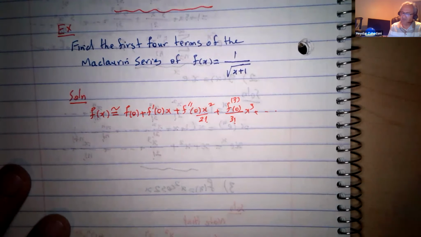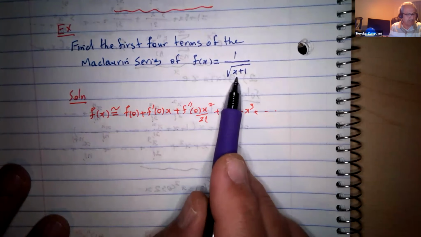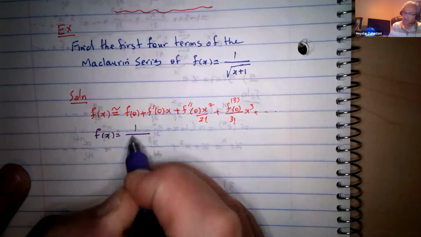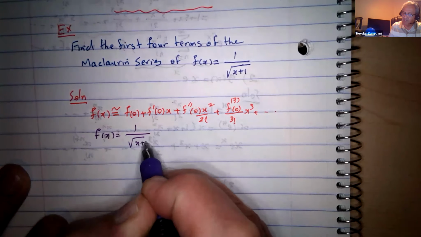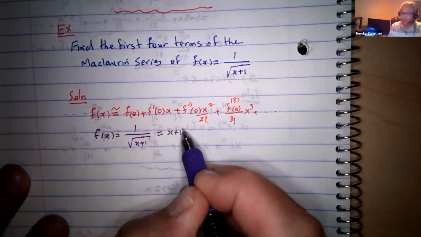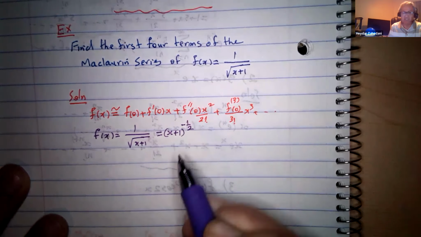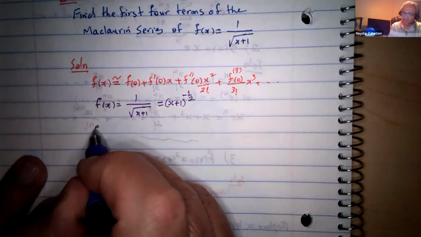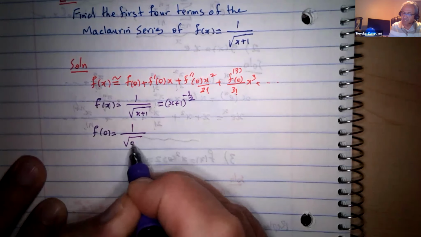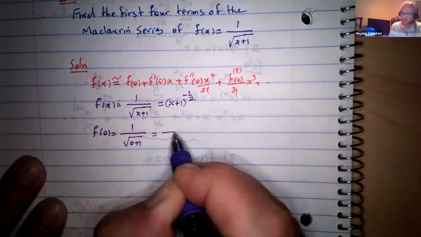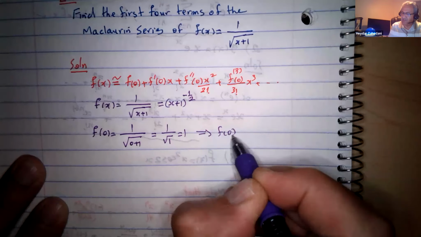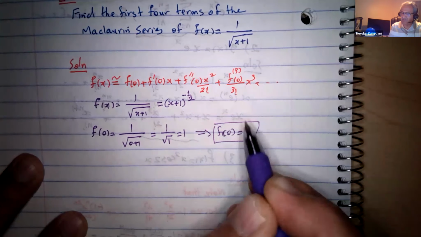So you find f of 0 first. This is my f of x, I write it down here again: 1 over radical x plus 1. If you want to differentiate it, you have to move it up. That's going to be x plus 1 to the negative half. So make it ready. If you want to find f of 0, that's easy. You substitute 0, so 1 over the square root of 0 plus 1, which is 1 over radical 1, would be 1. So f of 0 would be 1. So that's the first coefficient.